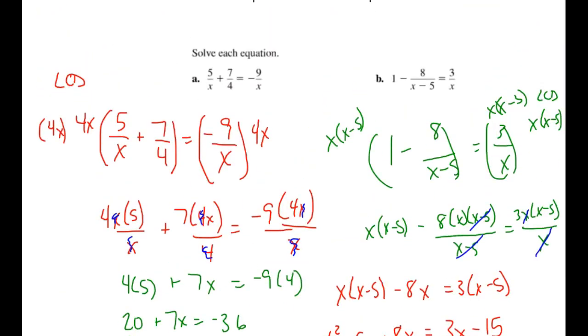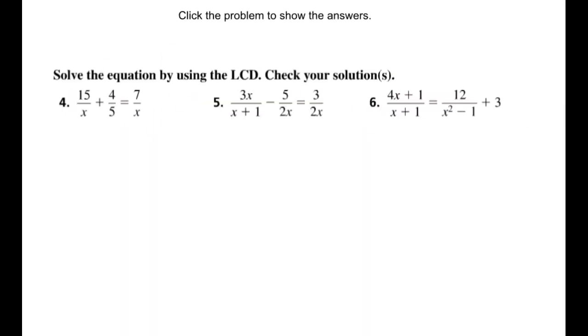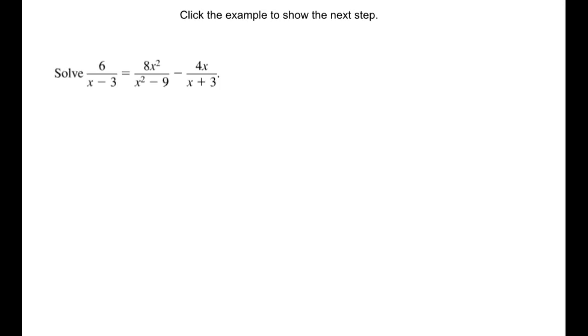So you'll see the only difference that we did here is I have more than one rational expression on one of the sides of the equation, so I can't just cross multiply. I have to use the lowest common denominator. So now here are some more that I want you to practice with.